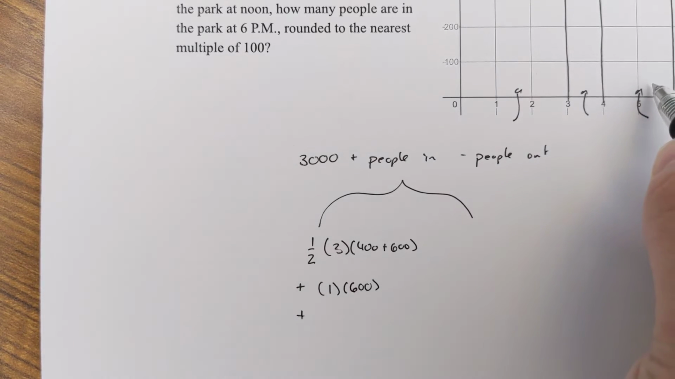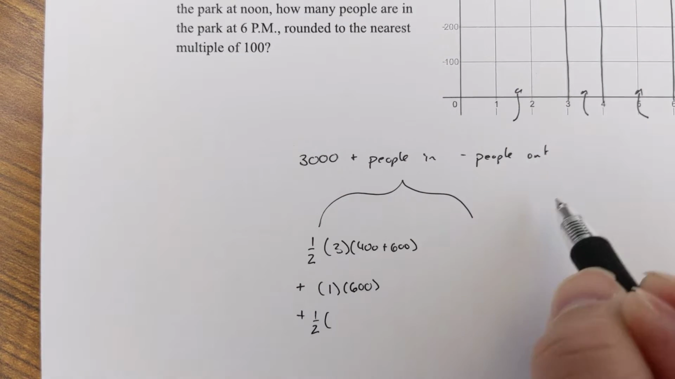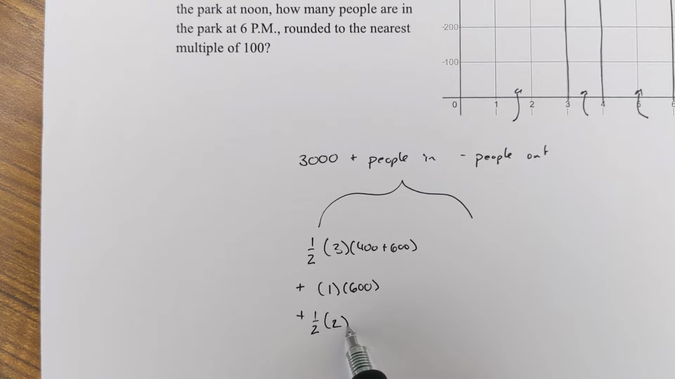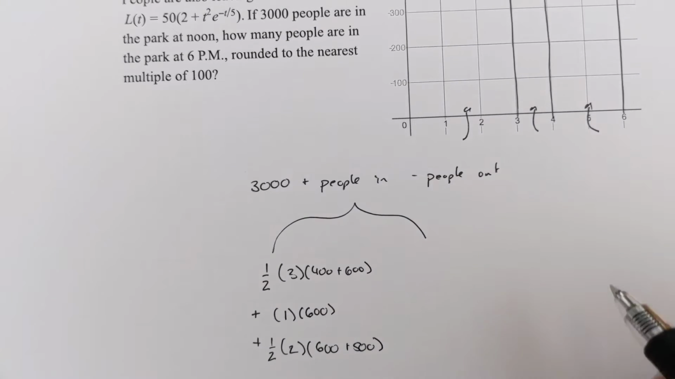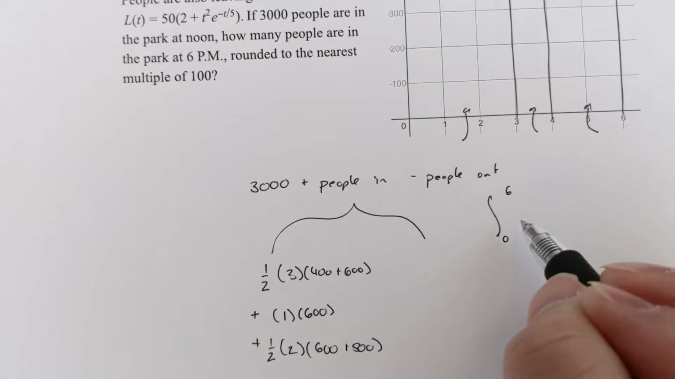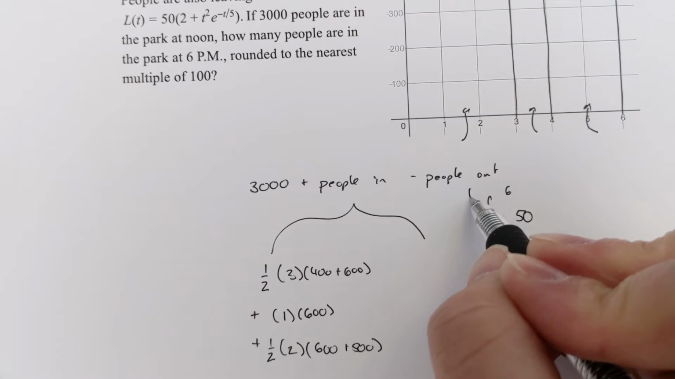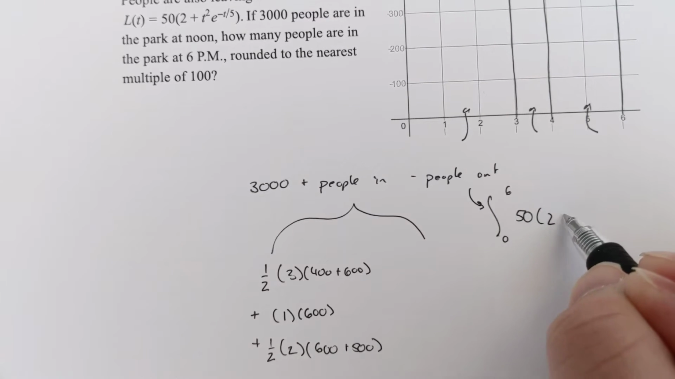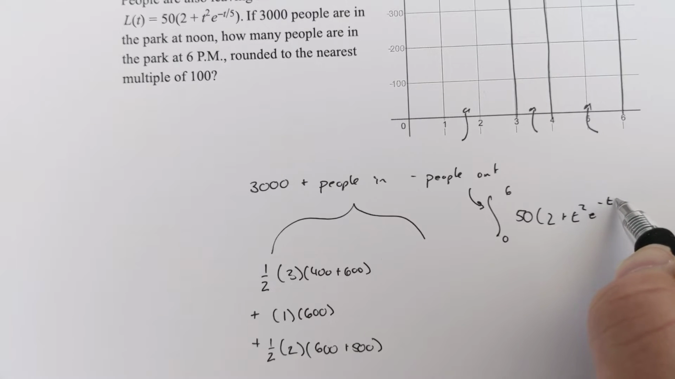And plus the other trapezoid over here. So that is 2 hours, and the two bases are 600 and 500. Now people out, from 0 to 6, since I have the goofy equation, I have to work out the integral: 500, 2 plus t squared e to the negative t over 5.